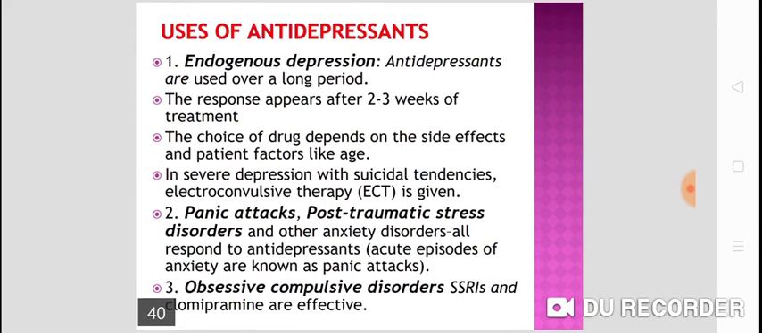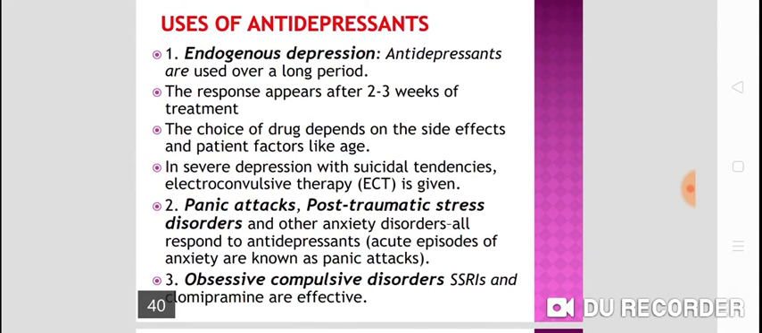Now, where do we use all these SSRIs, tricyclic antidepressants, atypical antidepressants, SNRIs, and monoamine oxidase inhibitors? We use them in endogenous depression or major depression. Antidepressants are used over a long period, at least 4 to 6 months. The response appears after 2 to 3 weeks of treatment. The choice of drug depends upon the side effects and patient factors like age. In severe depression with suicidal tendencies, you can go for electroconvulsive therapy.